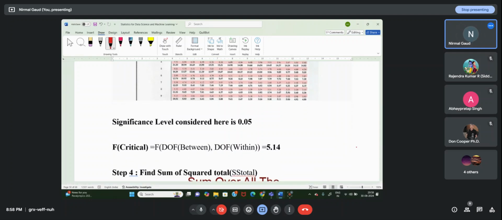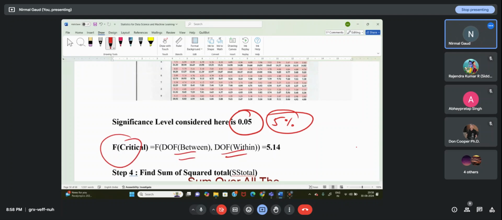Let us consider that the significance level is 5%. Let us consider in the question it is given that the significance level is 5%, 0.05. The F critical is given as degree of freedom between divided by degree of freedom within.